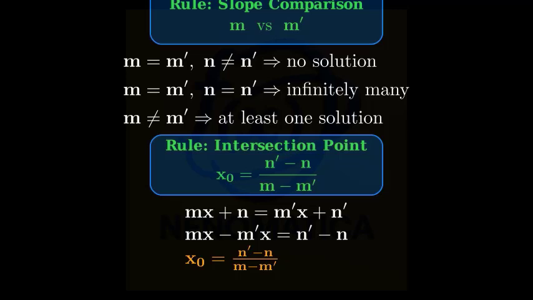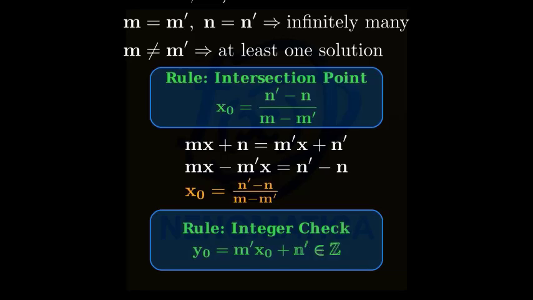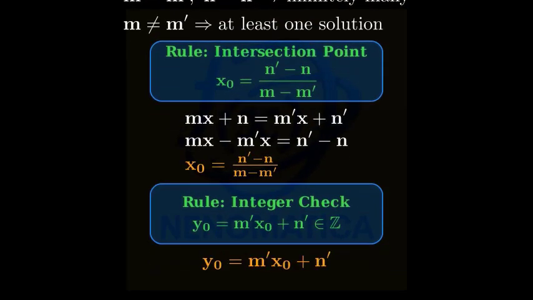Step 4. Compute y0 on the line. y0 equals m' x0 + n'. If y0 is an integer, then x0 is a valid solution. Otherwise, we will search around x0 guided by the slope comparison rule.